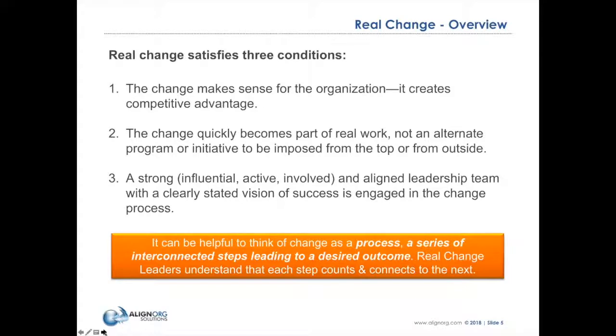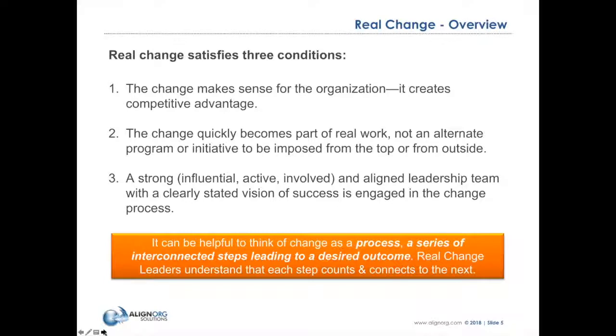And so when we think about real change, we're thinking about three fundamental conditions. The first is the change works for the organization. It makes sense, and it's going to lead to a competitive advantage. There's a degree of fit. There's a degree of alignment to what the organization's trying to do. We hate to see situations where an organization is adopting a best practice, like a new system, for example, because their peers are doing it in the market, but it may or may not make sense in the same context for this particular organization. So the first condition for us is that change really makes strategic sense.